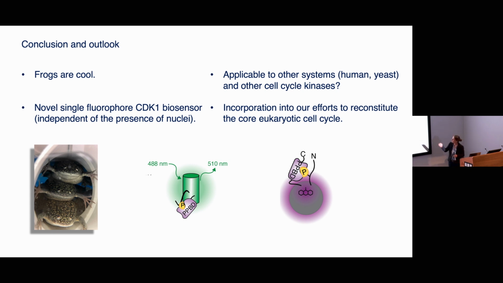And obviously we are also interested whether we can measure kinase activity as nicely for other kinases. And then with the circularly permuted HaloTag-based sensor, we are really excited to actually implement this into our efforts to reconstitute the cell cycle in vitro.